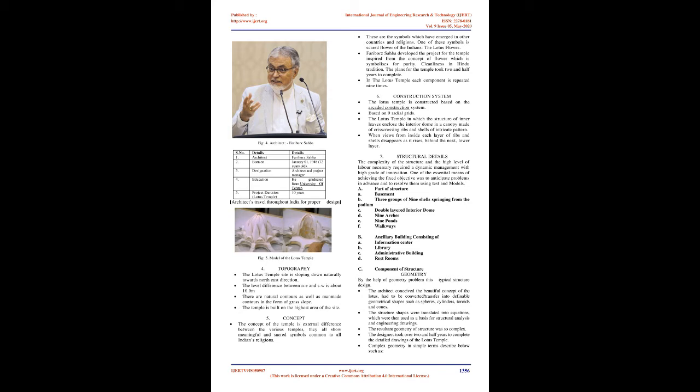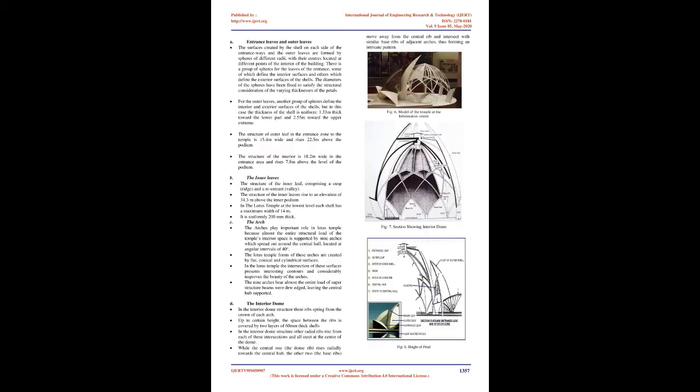C. Components of structure. Geometry. With the help of geometry, this typical structure was designed. The architect conceived the beautiful concept of the lotus, which had to be converted into definable geometrical shapes such as spheres, cylinders, toroids, and cones. The structure shapes were translated into equations, which were then used as a basis for structural analysis and engineering drawings. The resultant geometry of the structure was so complex that the designers took over 2.5 years to complete the detailed drawings of the Lotus temple.